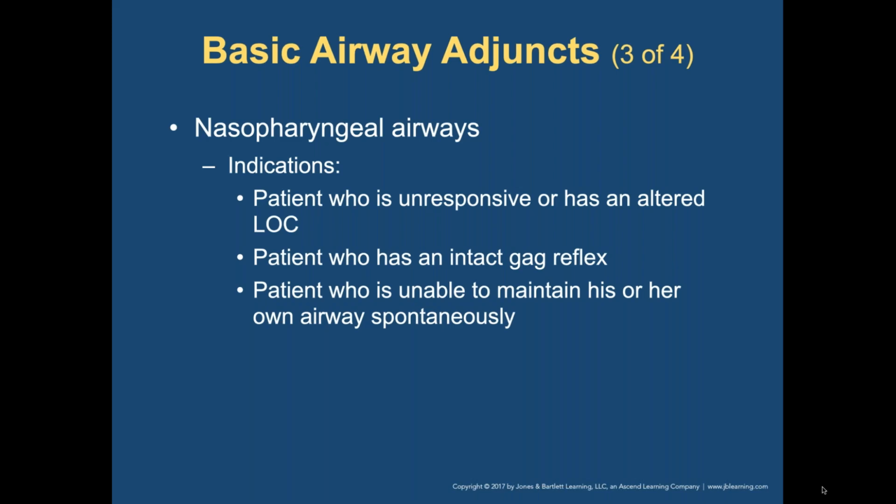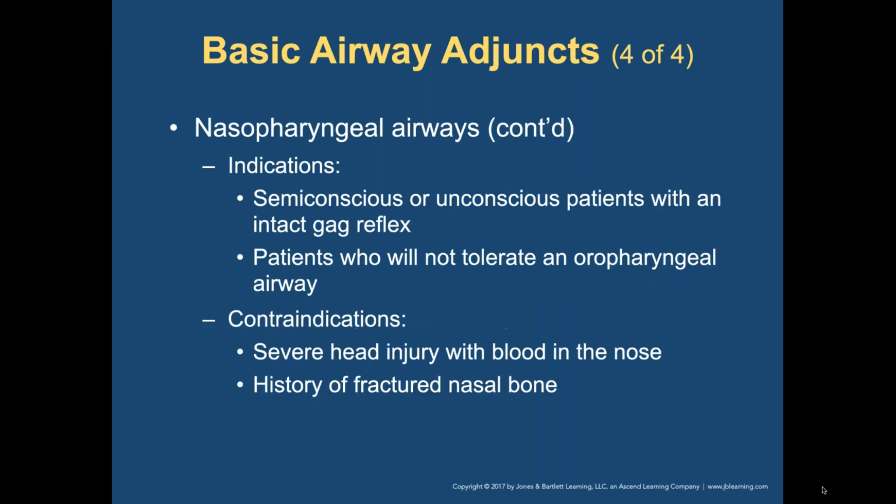Again, indications: semi-conscious or unconscious patients with a gag reflex, and patients who would not tolerate the OPA are going to get this. Your contraindications: severe head injury with blood draining from the nose. And when we get to trauma, we're going to talk about CSF and how you can detect whether that's mixed in the blood or coming out of somebody's head. And if it is, that means there is a crack somewhere in the skull that you can't see, and that fluid from around the brain is leaking out. So if you see CSF, that's a big red flag about maybe I shouldn't use this airway again.